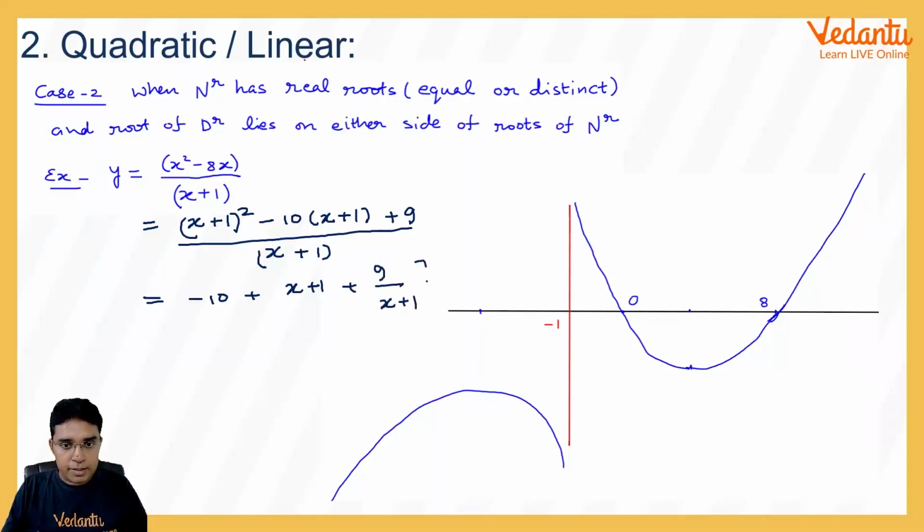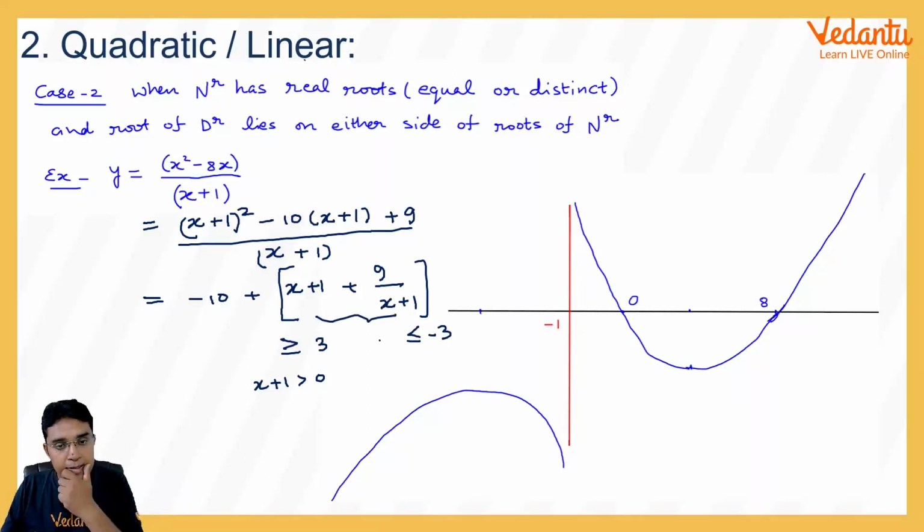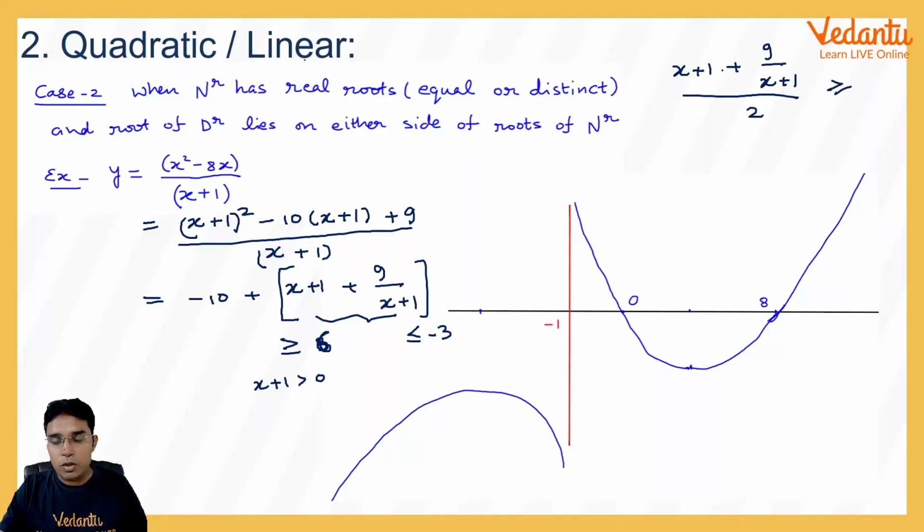So you can see this bracket can again be simplified using AM-GM. This will be greater than or equal to 3 when x plus 1 is positive, and this expression will be less than or equal to -3. I think I have made a mistake. It will be greater than or equal to 6 by using AM-GM. Because how do we use AM-GM? x plus 1 plus 9 upon x plus 1, divided by 2, will be greater than or equal to the square root of the product of these two. So 3 here, so 6 will be here and -6 will be here, and this will be when x plus 1 is negative.